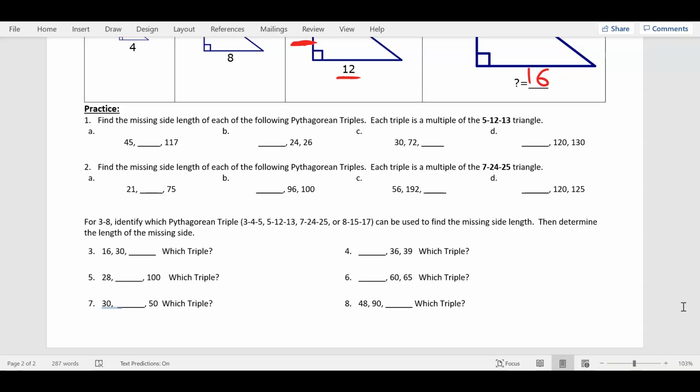I know 2 of them, and I know it's been multiplied. I'm telling you, these are multiples. So 5 times some number is supposed to give me this 45. So here's what you do. Take the 45, divide it by 5. That'll give you your multiplier. So 45 divided by 5 is 9.